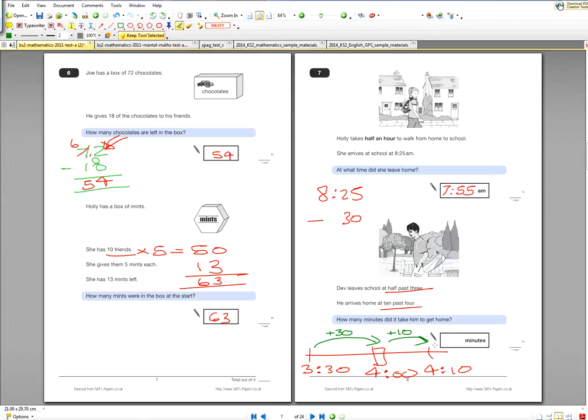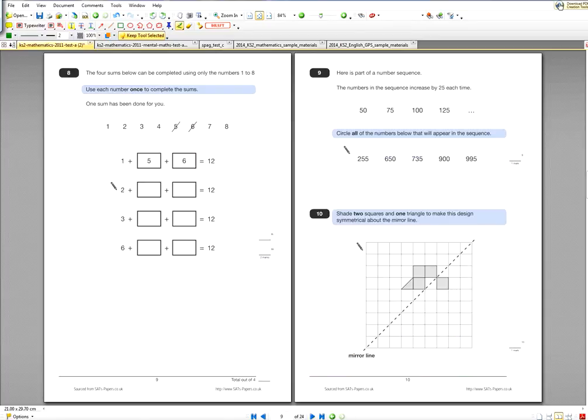So 30 and 10, and so on. So the answer here is? Yeah, 40 minutes. Okay, put your hands up if you got that question right. The 40 minute one. Put your hands up. Okay, right, let's move on to the next question. Got quite a few pages to do. Question number 8.